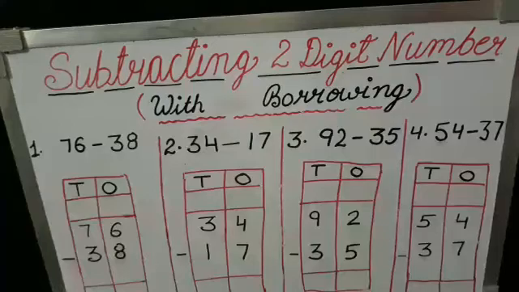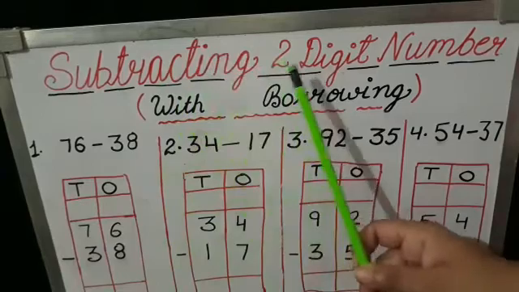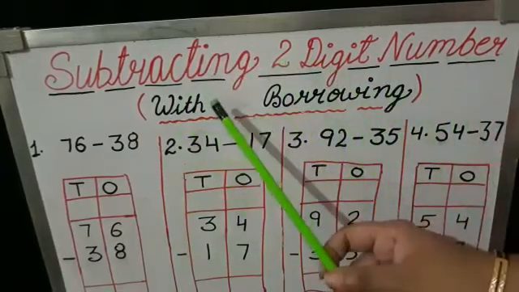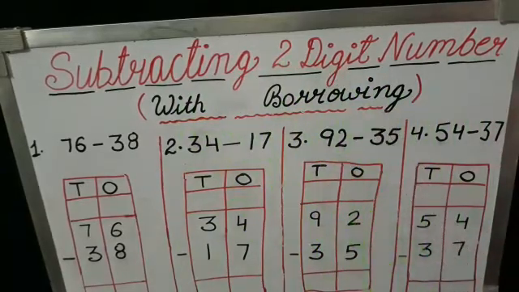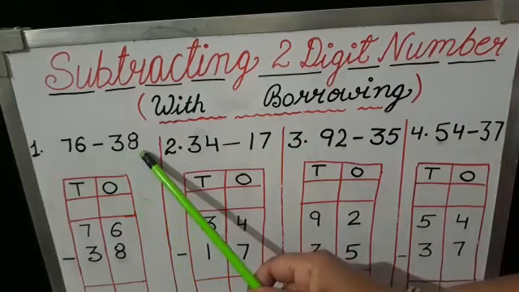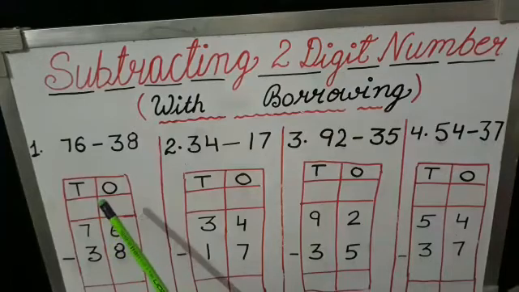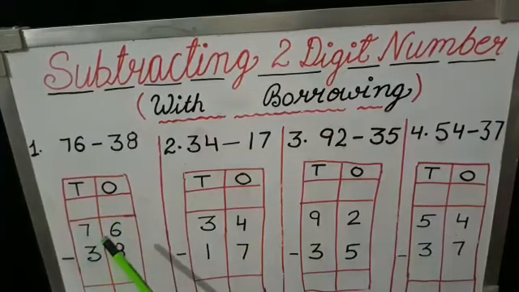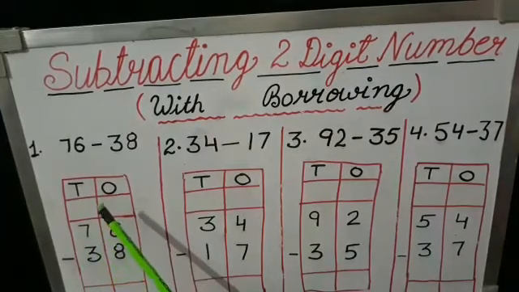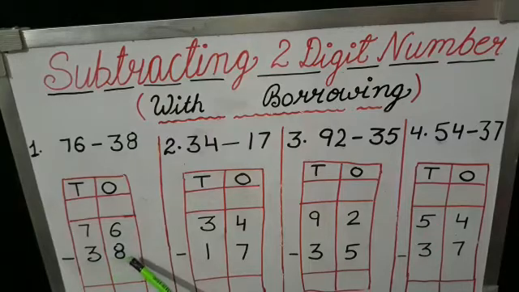Hi, dear lovely children. Our today's topic is subtracting two digit numbers with borrowing. And let's take some examples. We have 76 and 38. We'll subtract 38 from 76. As we have already done the steps, we'll follow them. That is, we'll write the bigger number above and the smaller number under it.